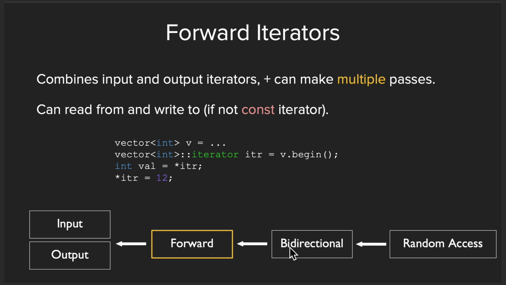Okay, so forward iterators. Forward iterators can do everything an input and output iterator can do, and have the additional functionality of being able to make multiple passes. Because of the first, it can do everything an input and output iterator can do. That means that it can both read from and write to iterators. And then the last part is making multiple passes. What that means, essentially, is that if you have two iterators pointing to the same thing, some iterator A and some iterator B, if you plus plus A and plus plus B, those are guaranteed to again point to the same element.